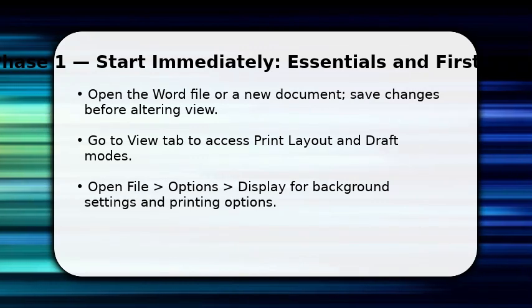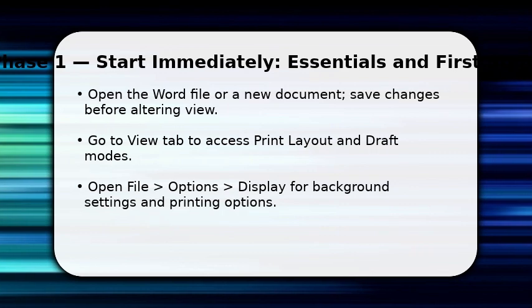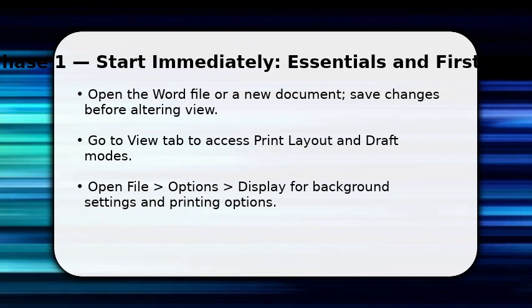You start in the document, open File then Options. You need to access display settings right away. Once in Options, choose Display to see print background colors and images and related checkboxes. Make sure Print Layout is active under the View tab because some backgrounds only appear in Print Layout.